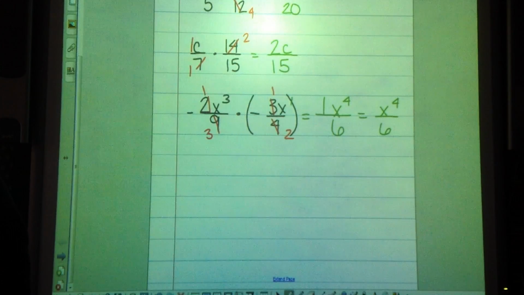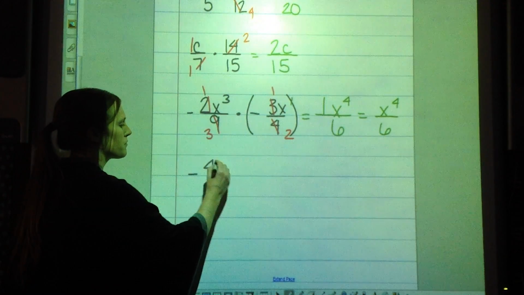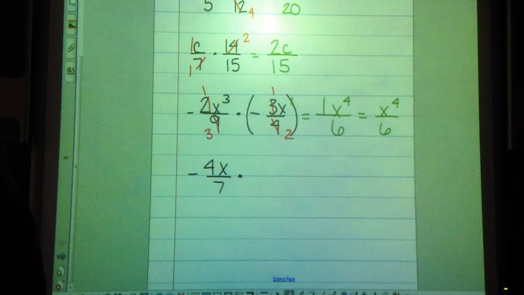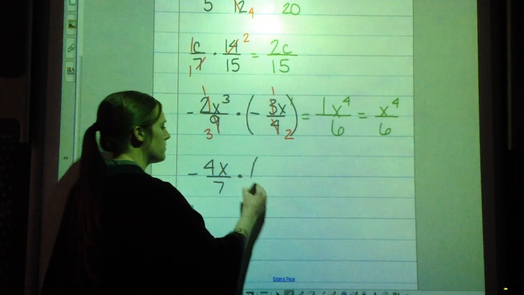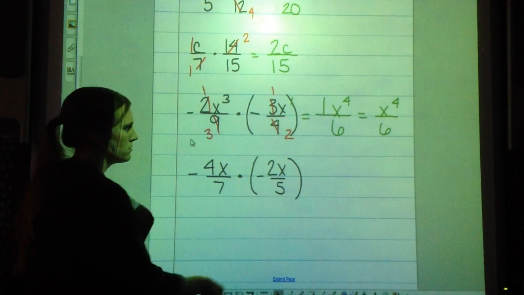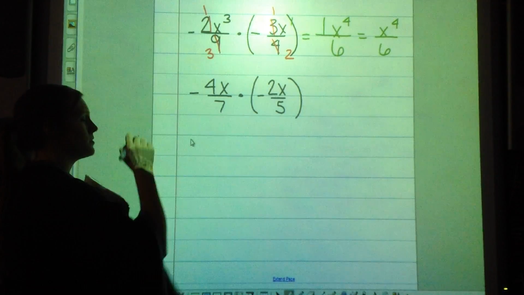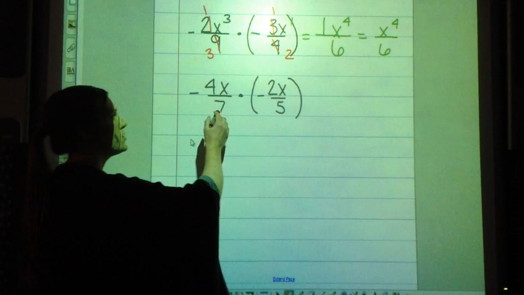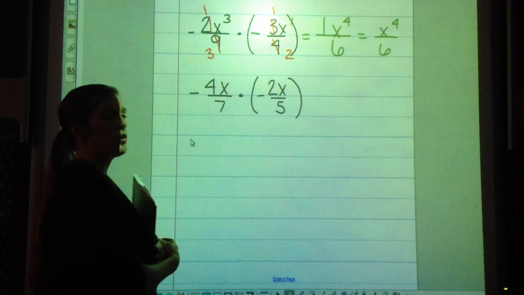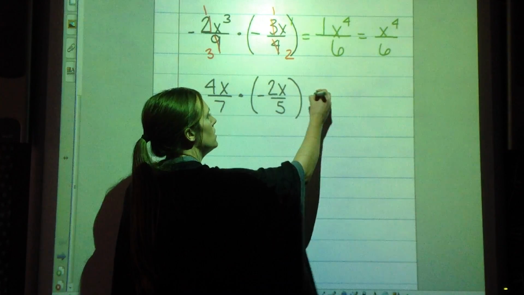Let's try negative 4x over 7 times negative 2x over 5. Push pause and try that now. I'm going to check to see if we can cross reduce, and I'm working with the numbers here. 2 and 7 do not have any greatest common factors. 4 and 5 also do not have any greatest common factors, so we cannot cross reduce.